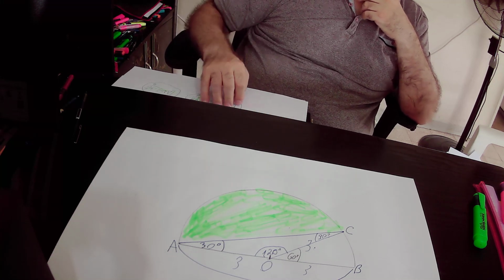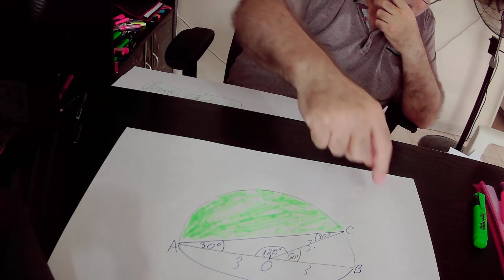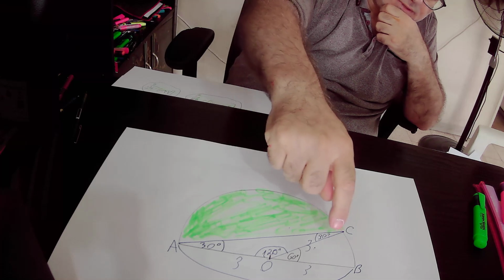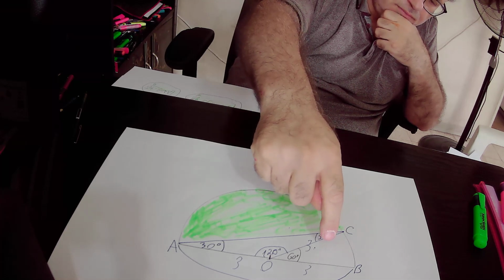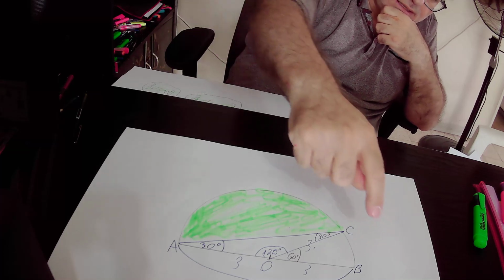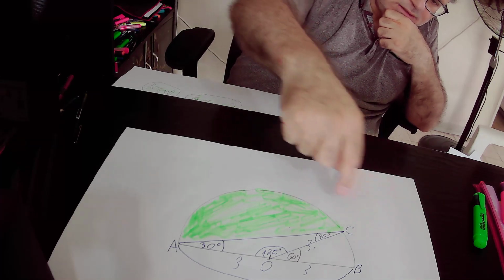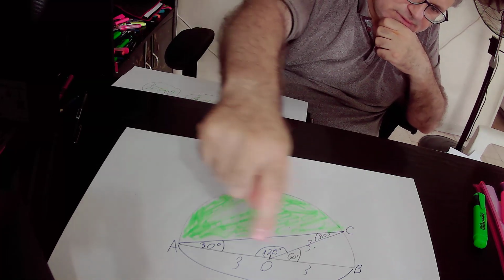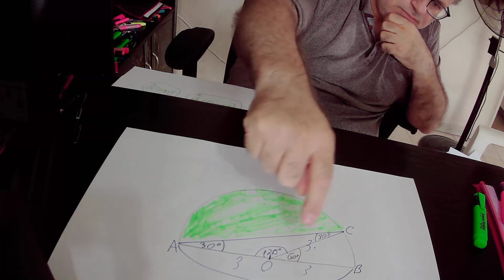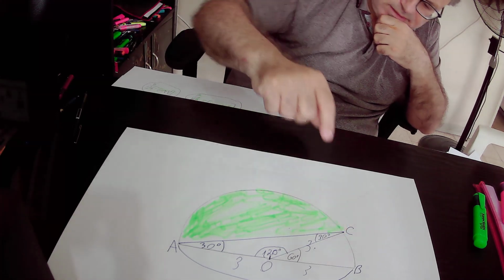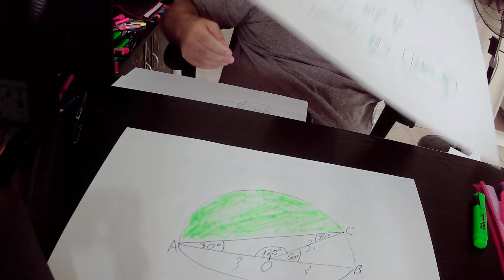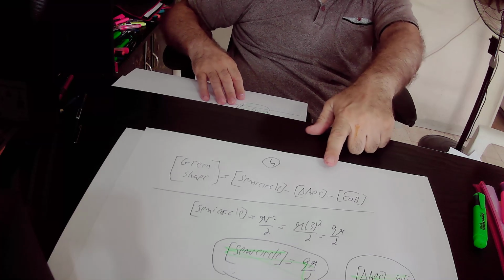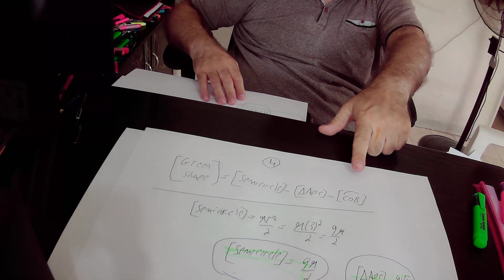According to the second method, the area of this green shape will be equal to the area of the semicircle minus the area of triangle AOC minus the area of sector OBC. Again, the area of the green shape equals the area of the semicircle minus the area of triangle AOC minus the area of sector COB.